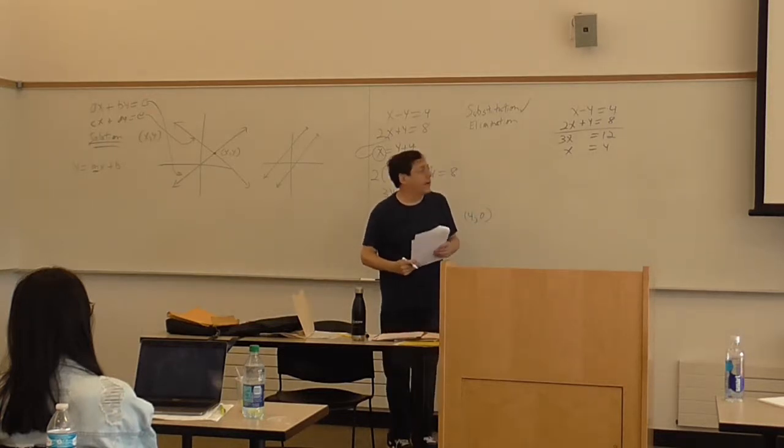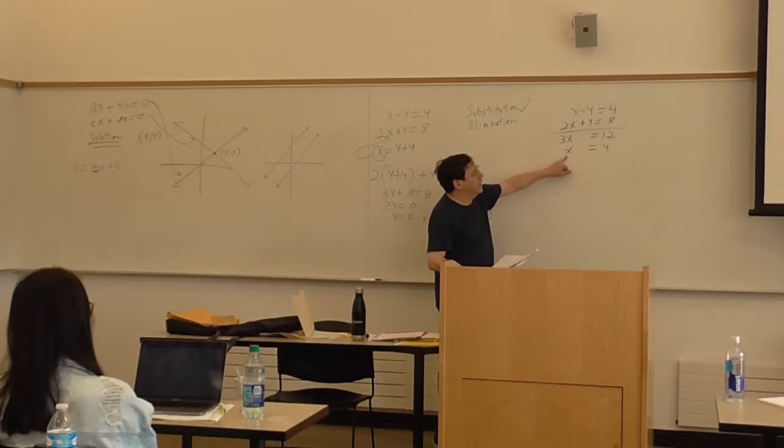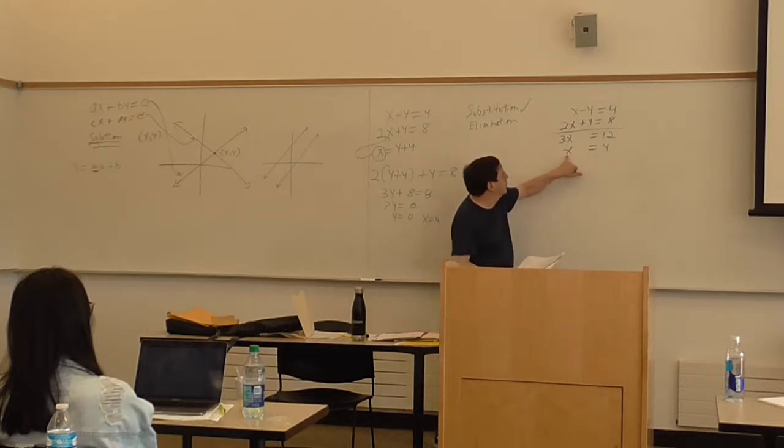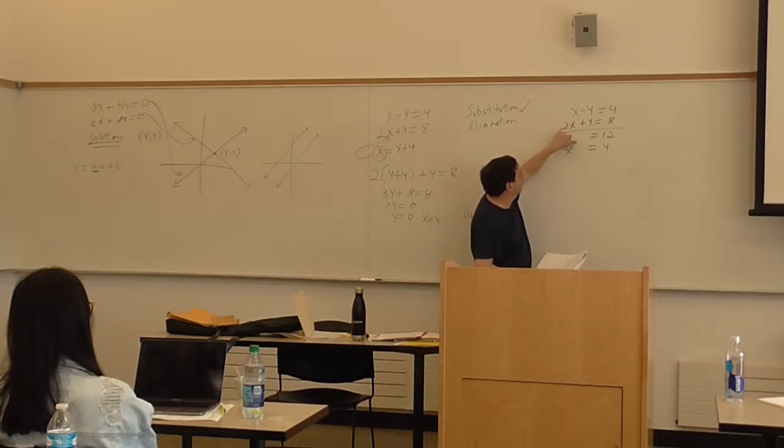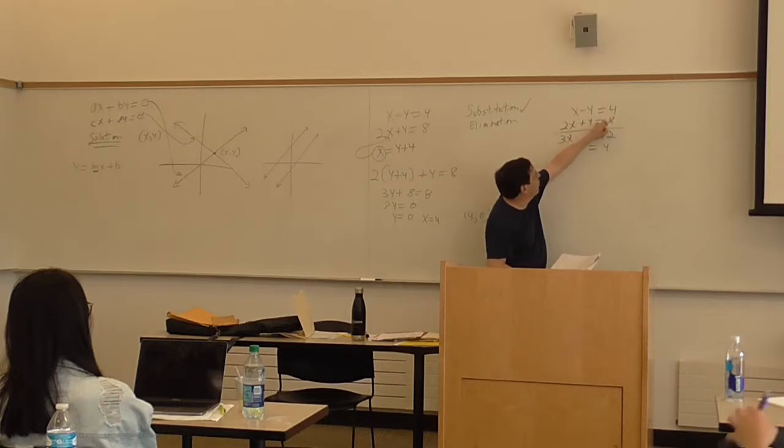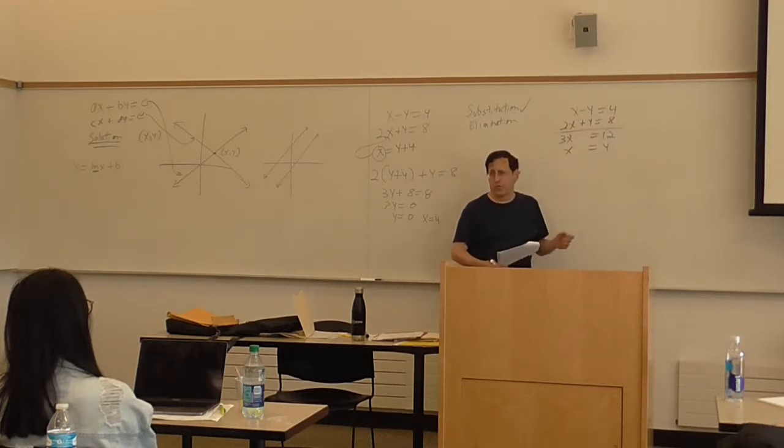Looks like we're on the right track. Again, to get the y value, I can just put x back into either of these equations. So if I say 4 minus y equals 4, I'm going to find out that y equals 0 again.